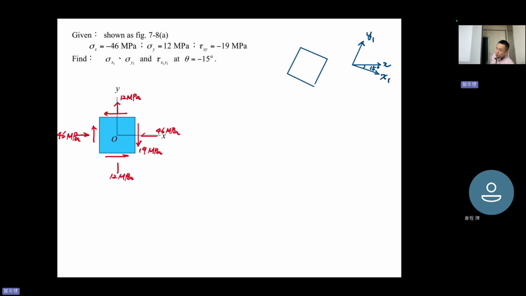Okay, so you are going to find the stress on this orientation. So how to do that? First one, sigma x1. All you need to do is substitute into the formula.